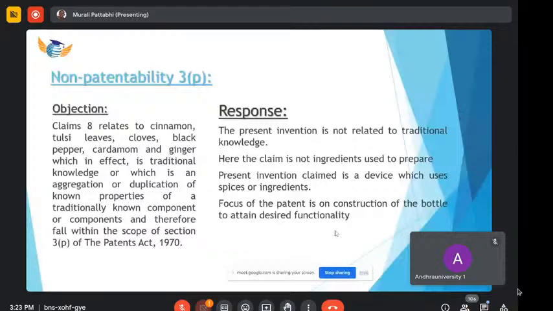Some ingredients we need to heat for a longer period of time, some ingredients we don't want that, and as per my requirement I need to change. All those changes can be attained with that, but we are not trying to claim anything related to the medicament properties of those ingredients. So we don't fall under the traditional knowledge section of this patent.